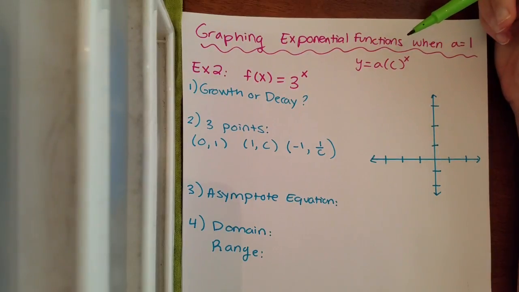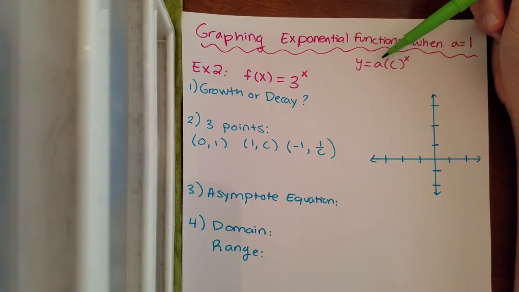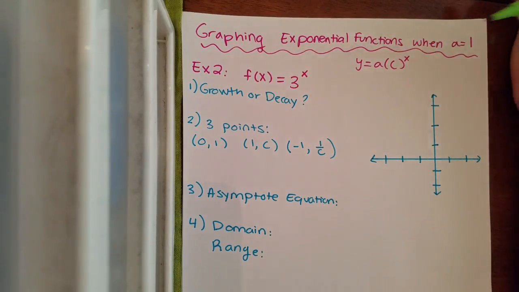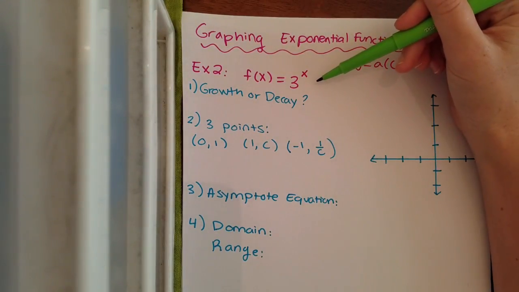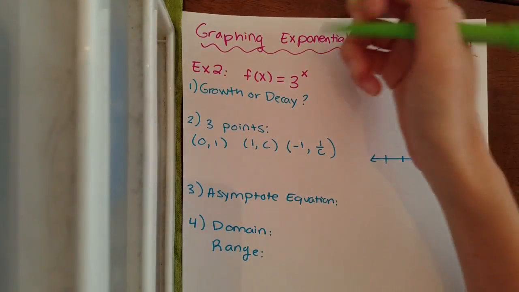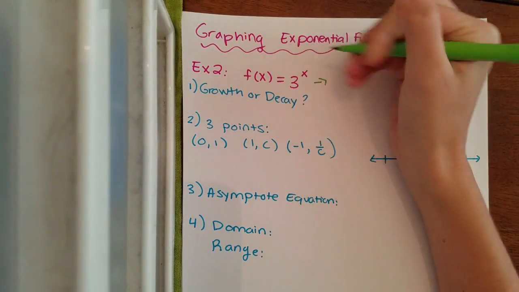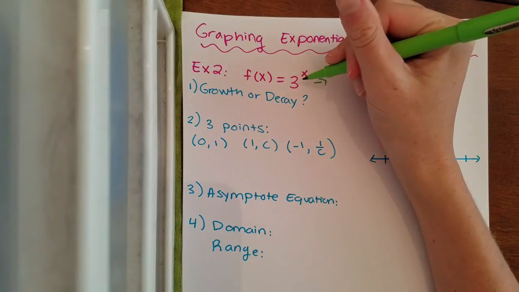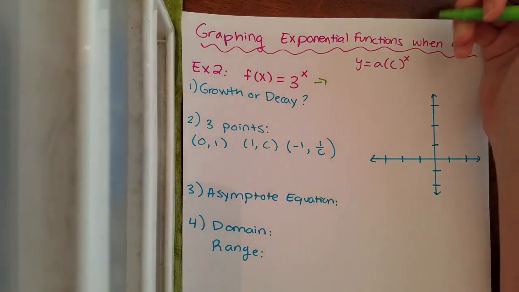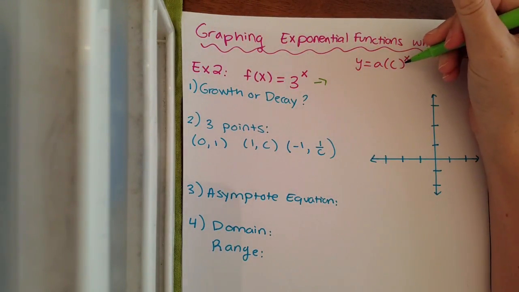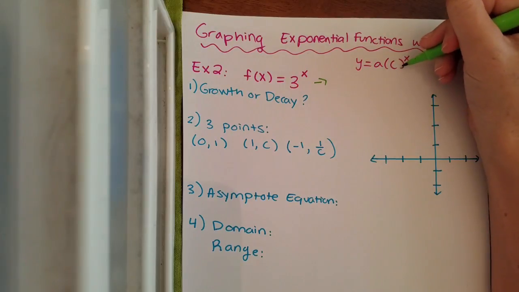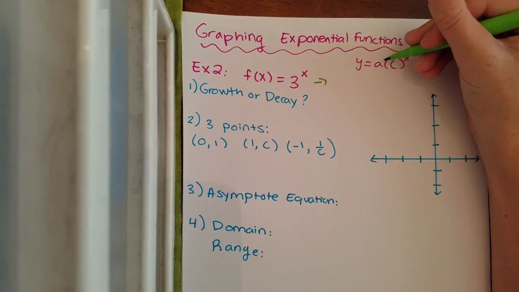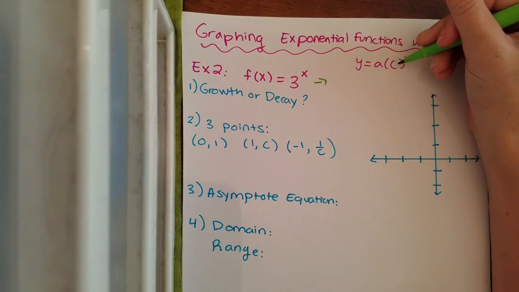So remember, our exponential equations are in the form y equals a times c raised to the x. So you're probably like, Miss Long, how do I know that my a value is 1 in example 2? Well, let me show you how. So I have f of x equals 3 raised to the x. So remember, the c value is always the value that's associated with your variable exponent. So the number that has the exponent is your c value, which is called your base, and a is the number multiplying to the c value.